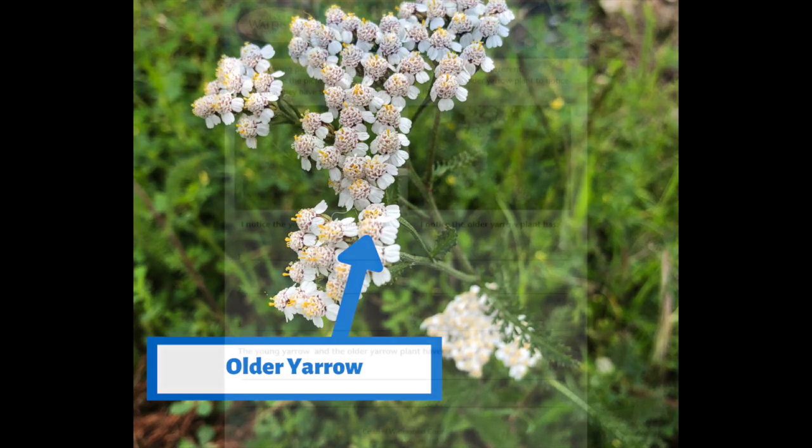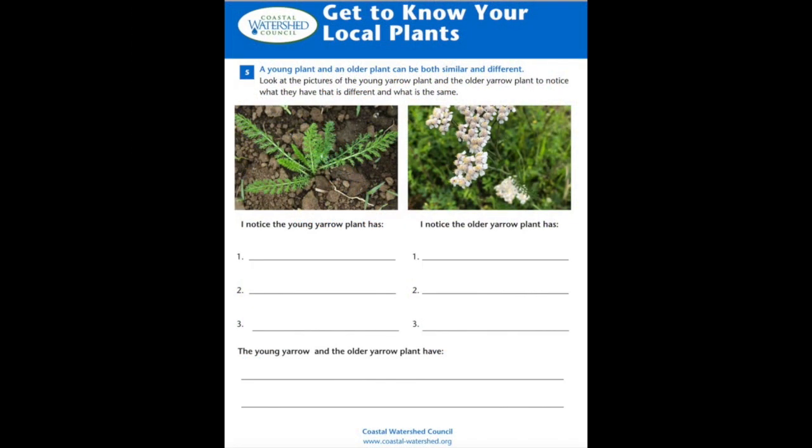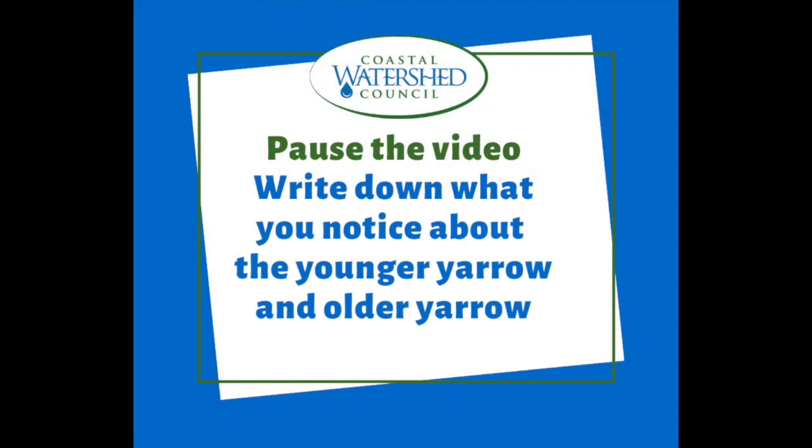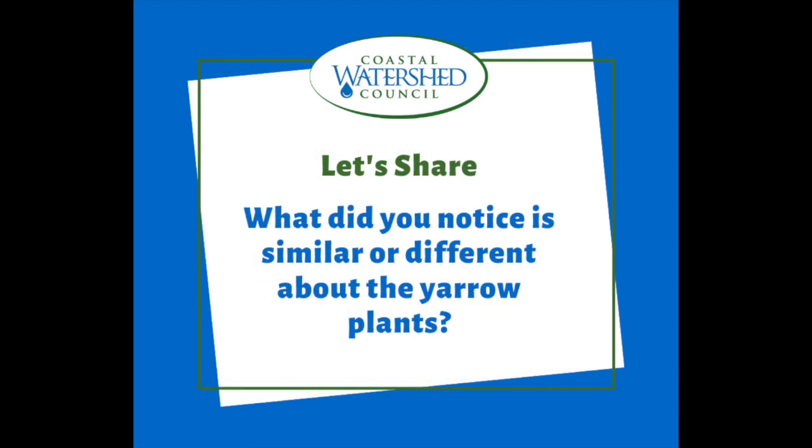To help you out, take a look at the activity PDF and find this page. You're looking for 2 pictures, one of the young yarrow and one of the older yarrow, and write down what you notice about both the young and the older plant, and then think about what both of these plants have in common. So go ahead and pause the video and write down what you notice about the younger yarrow and the older yarrow plants. All right, welcome back.